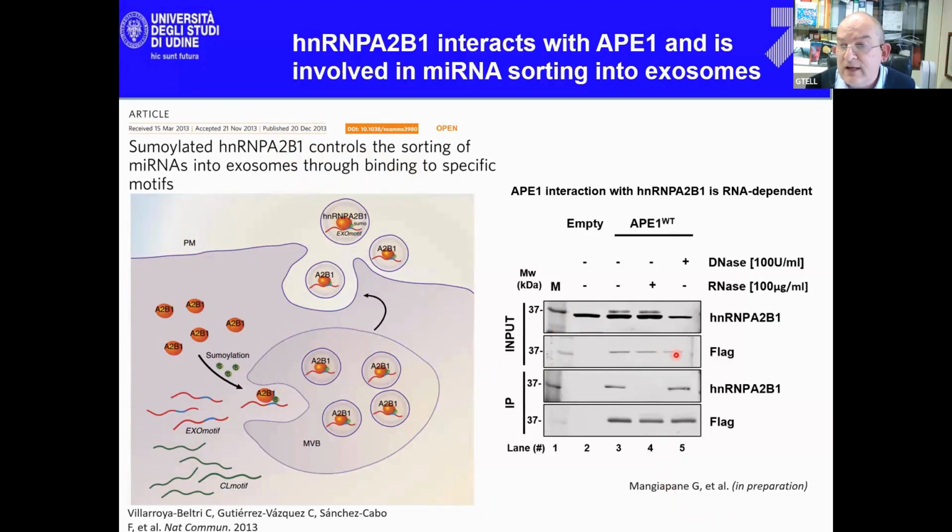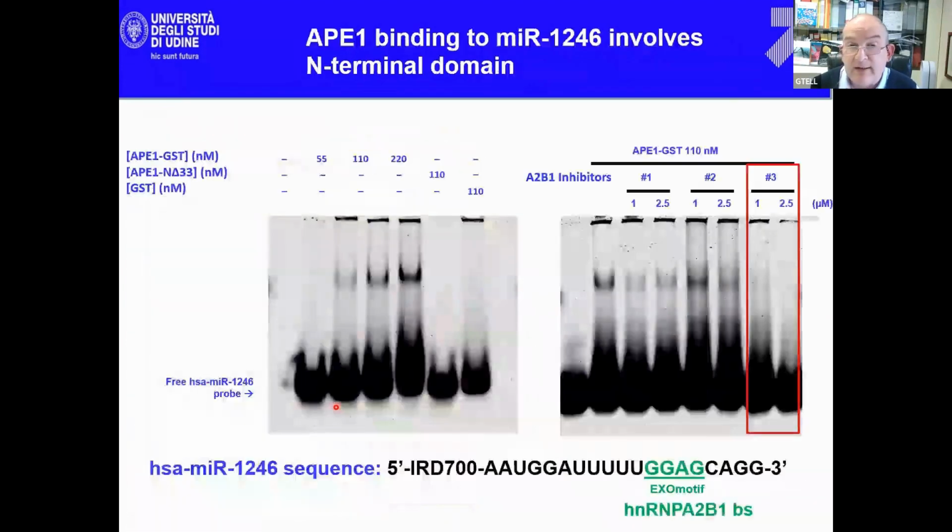What we found is that APE1 is able to interact with these ribonucleoproteins. Therefore, we think that there is a complex between this protein and APE1, which is responsible for the sorting of specific microRNAs bearing the consensus binding site for A2B1, in association with the presence of APE1 within the exosome. We also measured the binding ability of APE1 toward this microRNA. We found that the protein is able to bind to this microRNA, and this binding requires the N-terminal domain.